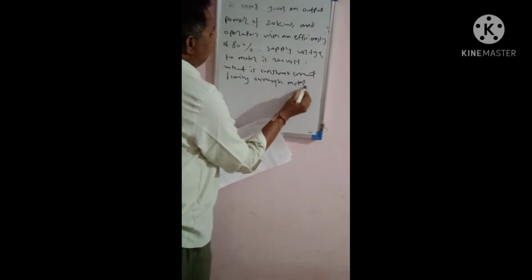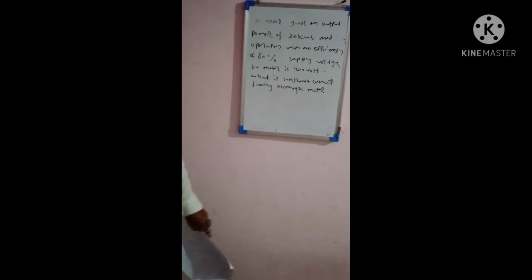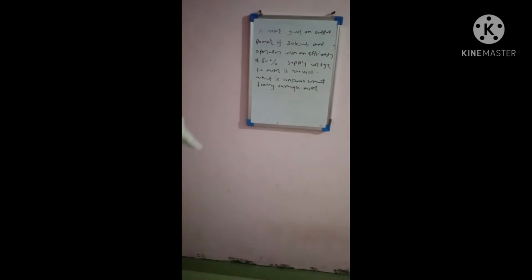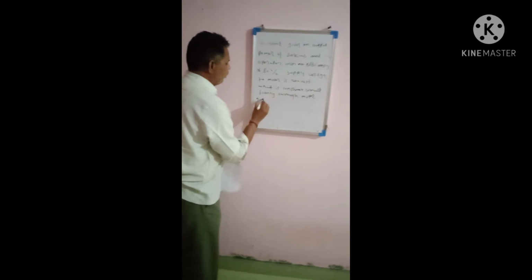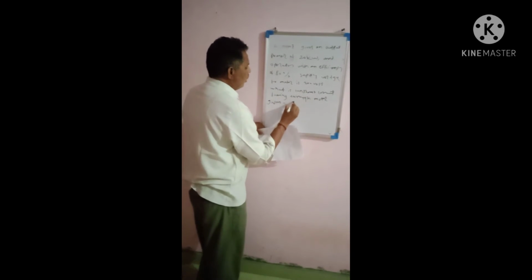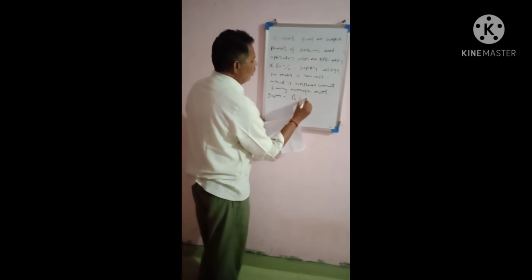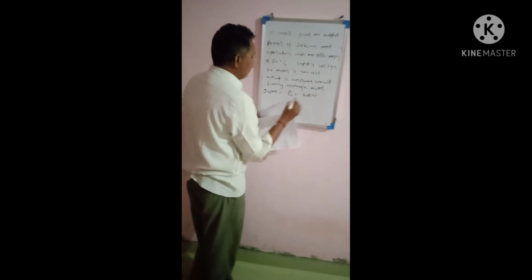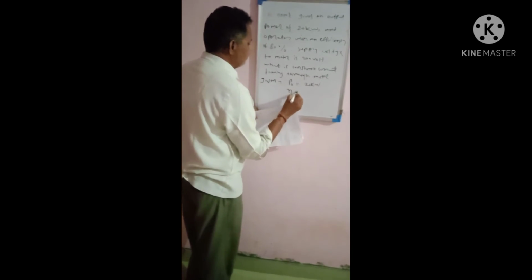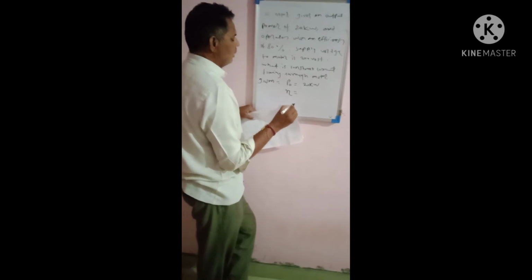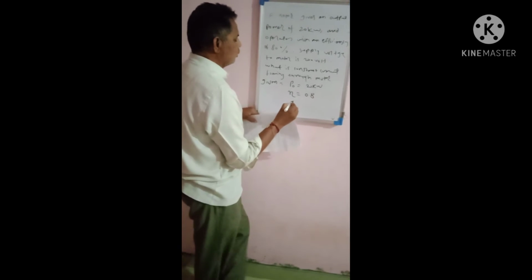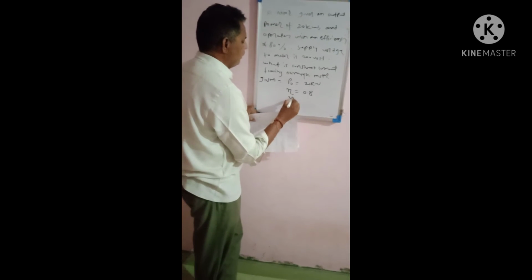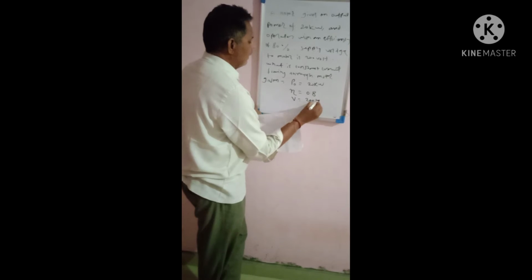Now from this example, they ask you to calculate the current flowing through the motor. Now the given data is: the given output power P naught equal to 20 kilowatt. They also gave the percentage efficiency. Now calculate it in fraction: efficiency is 0.8, and they also gave the supply voltage V equal to 200 volt. Now they ask you to calculate the current flowing through the motor.